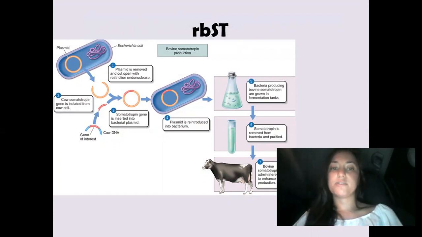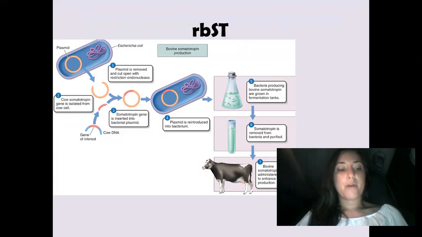The plasmid is reintroduced into the bacterium, which more than likely is E. coli. That's a very common one used. The bacteria producing bovine somatotropin are grown in fermentation tanks, and then it is removed from the bacteria, purified, and then administered into the cow to enhance production.